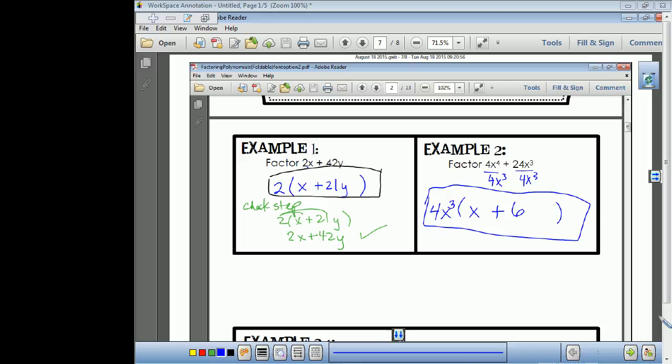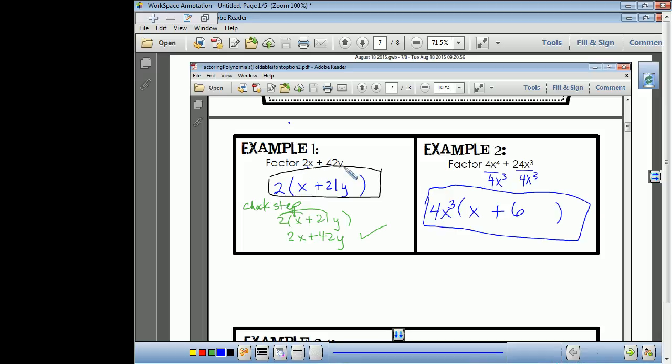Step one in factoring is to always look for a greatest common factor. And so yesterday we talked about how that greatest common factor means the biggest number that'll divide into everything, and then the variables to the lowest degree, or lowest exponent. So those of you that weren't here yesterday, when we looked at this first one, we said 2x plus 42y. The biggest number that divides into them is 2.